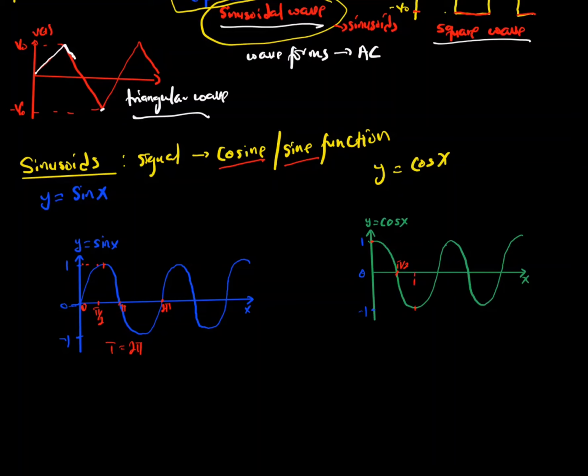Then at pi, cos is negative 1. So it attains negative 1 at pi. And at 2 pi, it starts all over again. So it completes a cycle at 2 pi. So the period of cosine is also 2 pi here.